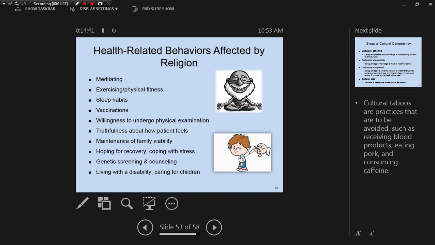Genetic screening and counseling, and then living with a disability and care for children. So there's a lot of different areas where religion can affect health-related behaviors.